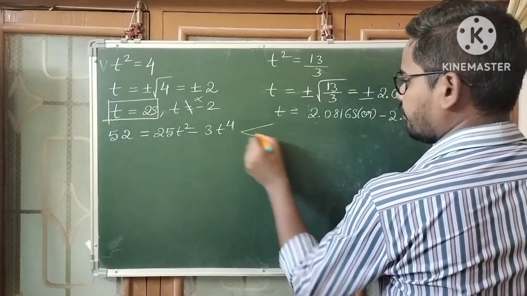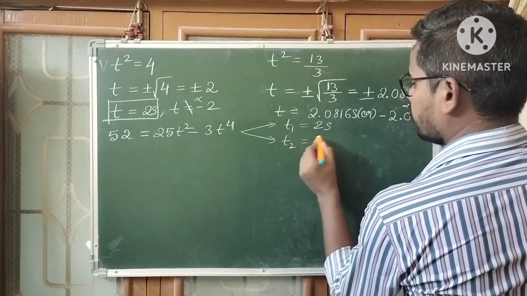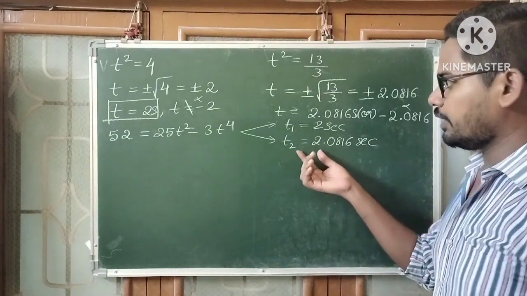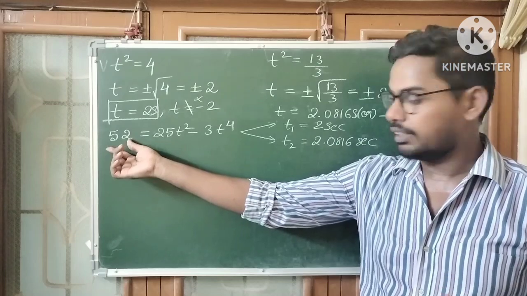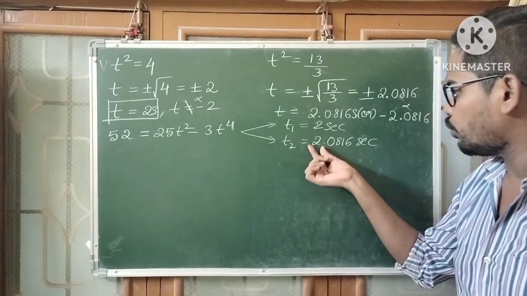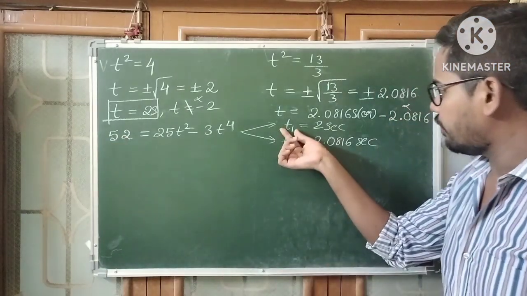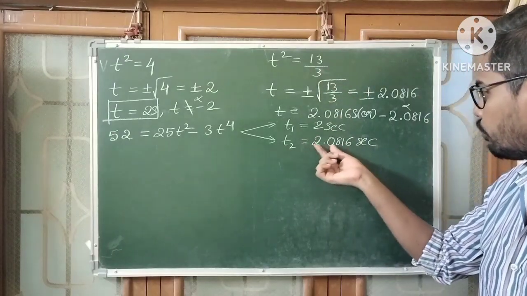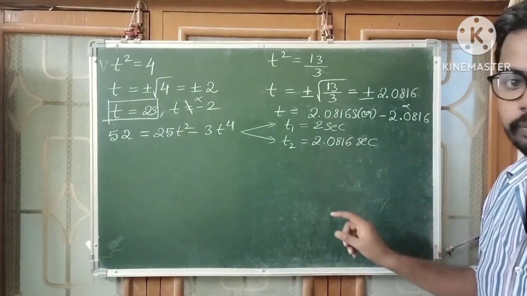The first solution, let us say t1. T1 is equal to 2 seconds. T2 is equal to 2.0816 seconds. It means the distance travelled by the particle when T1 is equal to 2 seconds and T2 is equal to 2.0816 seconds is 52 meters. At T1 equal to 2 seconds, the distance travelled by the particle is 52 meters. At T2 equal to 2.0816 seconds, the distance travelled by the particle is 52 meters. So there are two possible solutions.